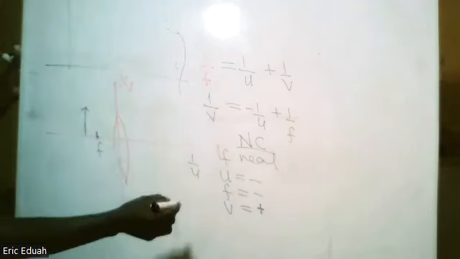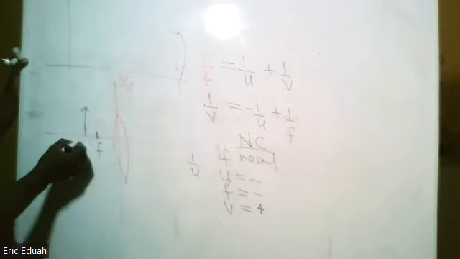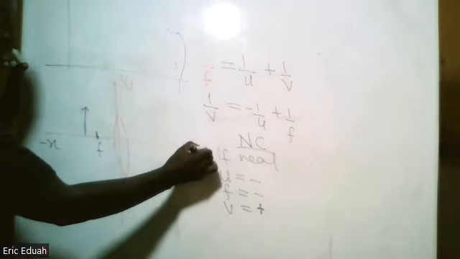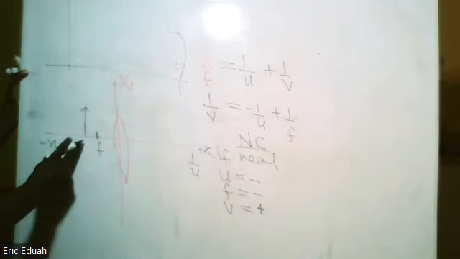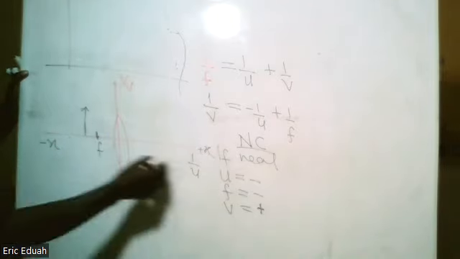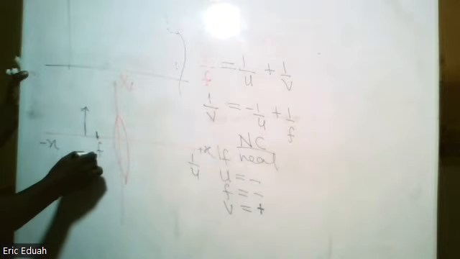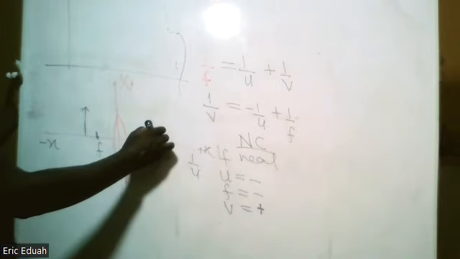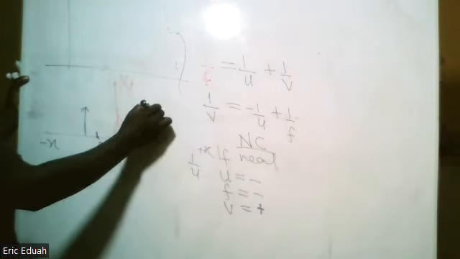Okay, so u would be negative because it is in front of the lens, and here this is minus x as this is positive x. So u would be here, so u will be negative. F is real, and so it will be here. V, the image formed is real, and so it will be here. So V will be positive.